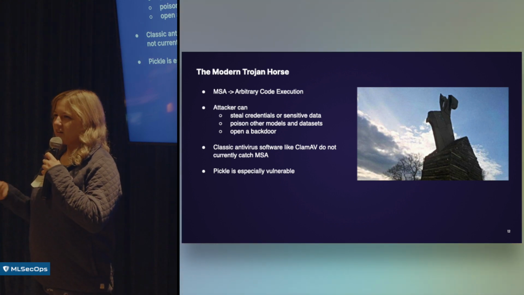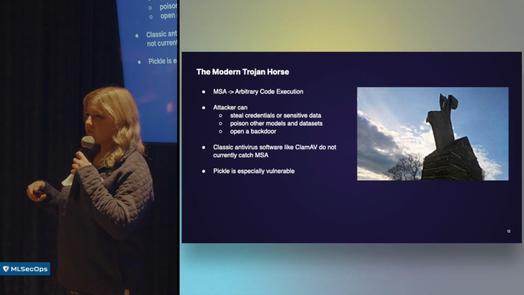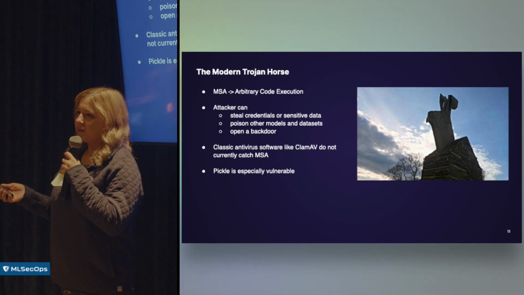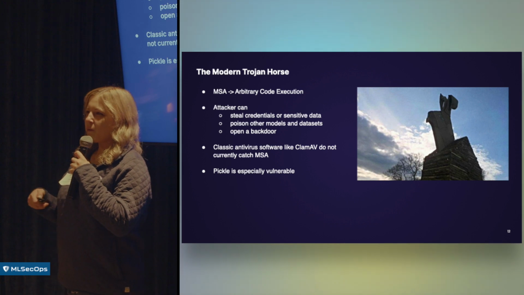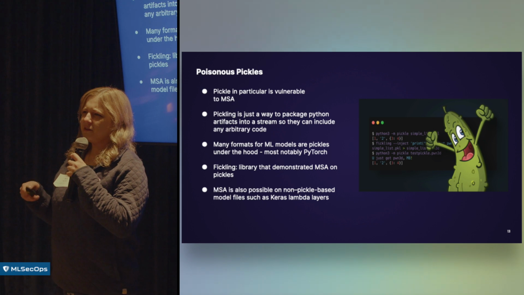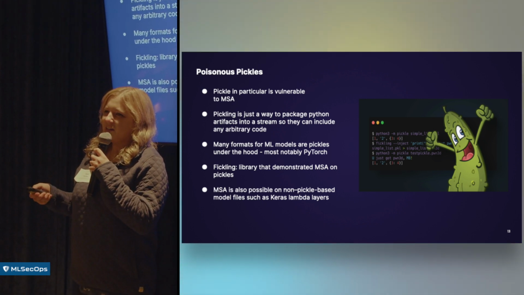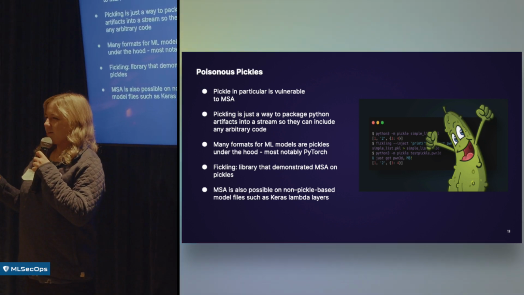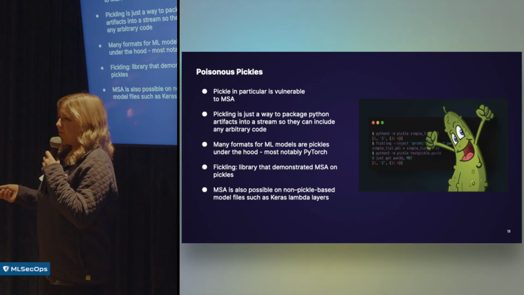So classic antivirus software like ClamAV isn't going to catch this because it's in serialized code. It could catch it if that code was deserialized, but at that point, the attack has already occurred. So the pickle format is especially vulnerable to this. Pickle is the Python native serialization format, and that means kind of by design, any arbitrary Python code can be pickled. And it's been known that opening random pickles is unsafe for a while because this can happen.